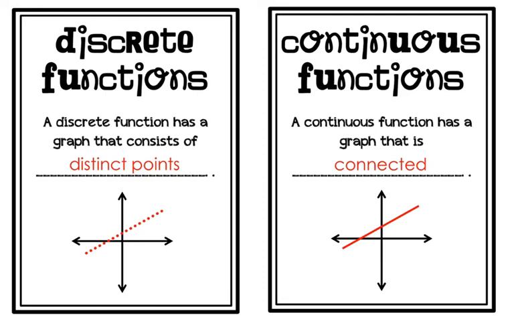All right, well, first we need to understand what the difference is between discrete and continuous functions. So a discrete function is a graph that consists of distinct points. Okay, they're not connected. Where a continuous function is a graph that is connected. So we create a line.